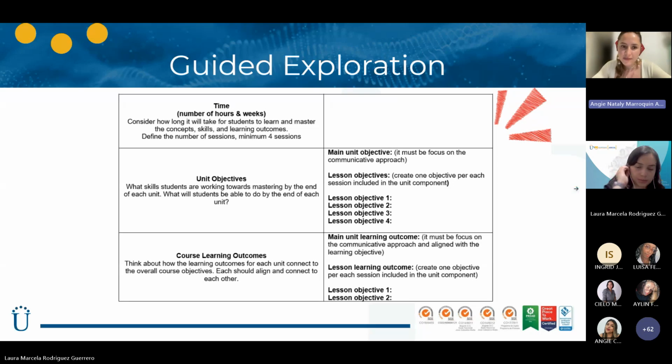And then we have the course learning outcomes. So think about how the learning outcomes for each unit connect to the overall course objectives.